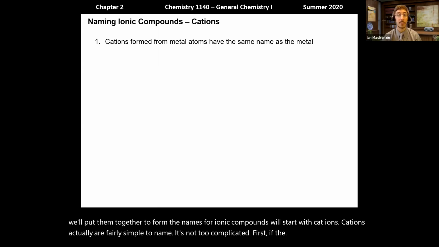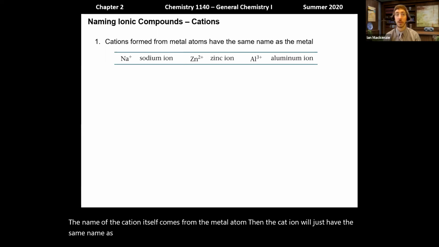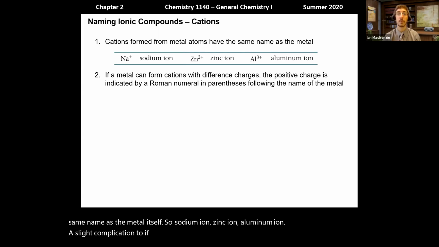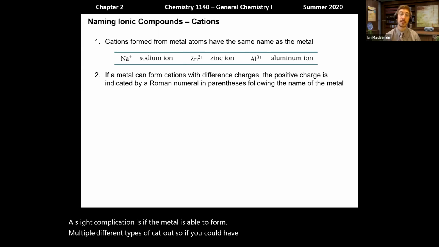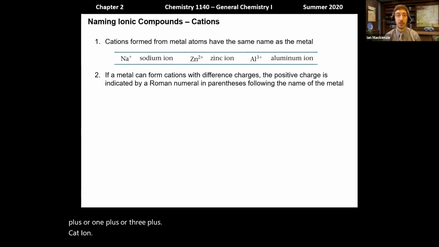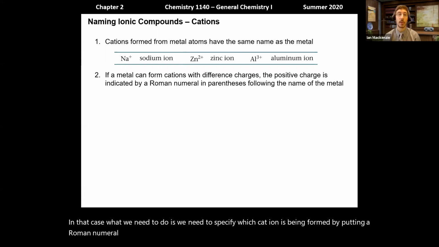First, if the cation itself comes from a metal atom, then the cation will just have the same name as the metal itself. So sodium ion, zinc ion, aluminum ion. A slight complication to this is if the metal is able to form multiple different types of cations. So if you can have one metal that forms a 2+ or a 4+, or a 1+ or a 3+ cation, in that case, we need to specify which cation is being formed by putting a Roman numeral in parentheses following the name of the metal.